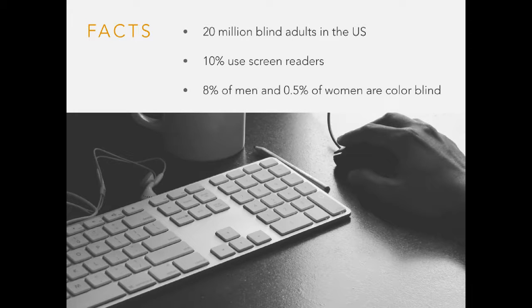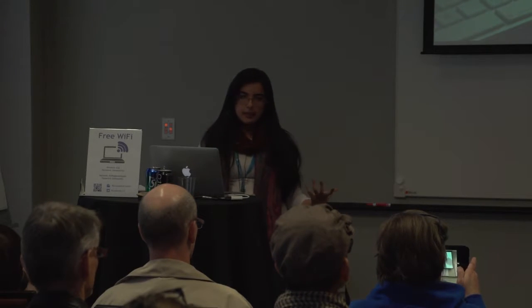So, in terms of accessibility, there are 20 million blind adults in the US, right? That's a fairly large number. 10% of them use screen readers. Depending on the type of technology you're using, even Microsoft, Firefox, and Chrome also provide different screen readers, so when you're on a site and you are hard of seeing, they can read the site out to you.